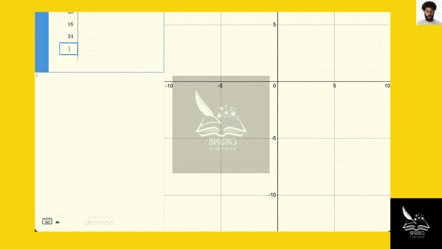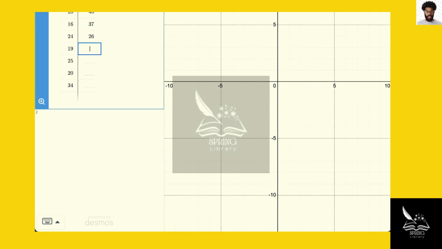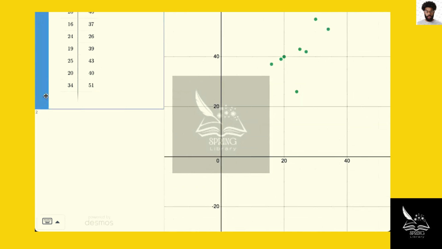24, 19, 25, 20, and 34 with corresponding outputs of 55, 60, 42, 40, 37, 26, 39, 43, 40, and 51. We can zoom fit to see the data.